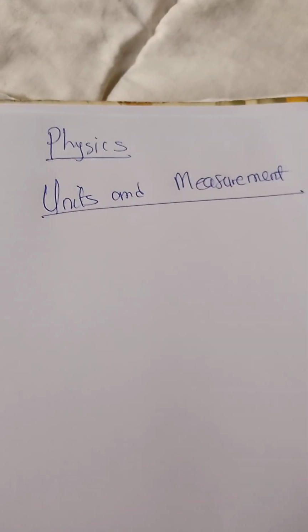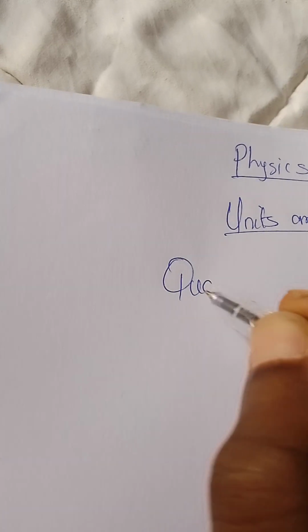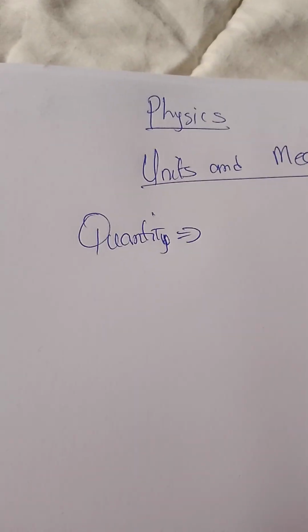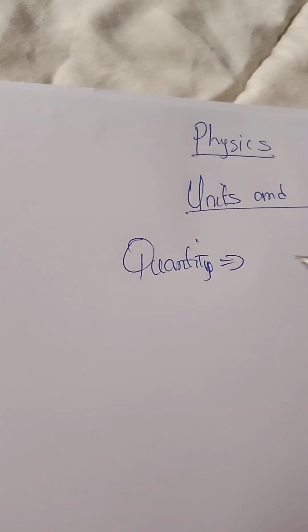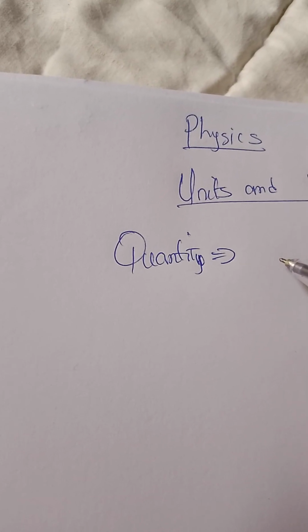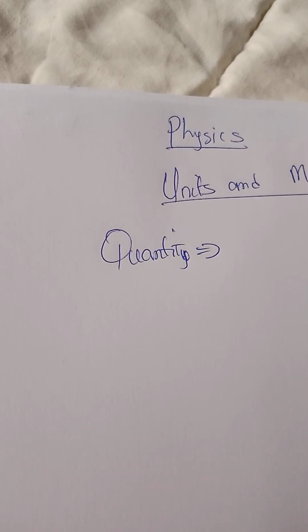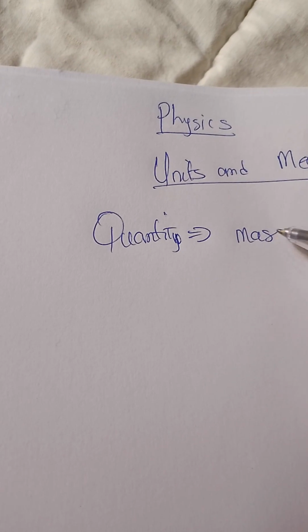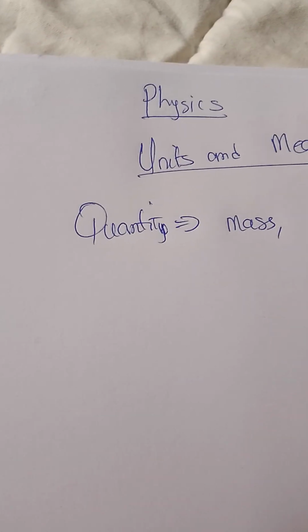But before we go into the details of what unit and measurement is, let us look at what a quantity is. Quantity is simply anything that can be measured. So if you think of anything you can measure, that is a quantity. An example is mass. You can measure mass. Another example is temperature. You can measure temperature.